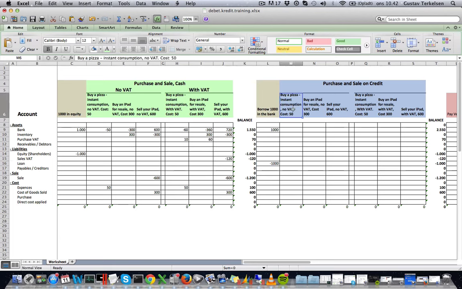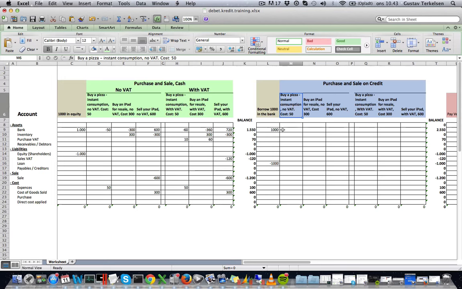So the next transaction here, we're going to buy a pizza. We're going to eat it right away, so instant consumption, and it doesn't have any VAT, and the cost is going to be $50. It's a rather expensive pizza, I know, but nonetheless it costs $50.